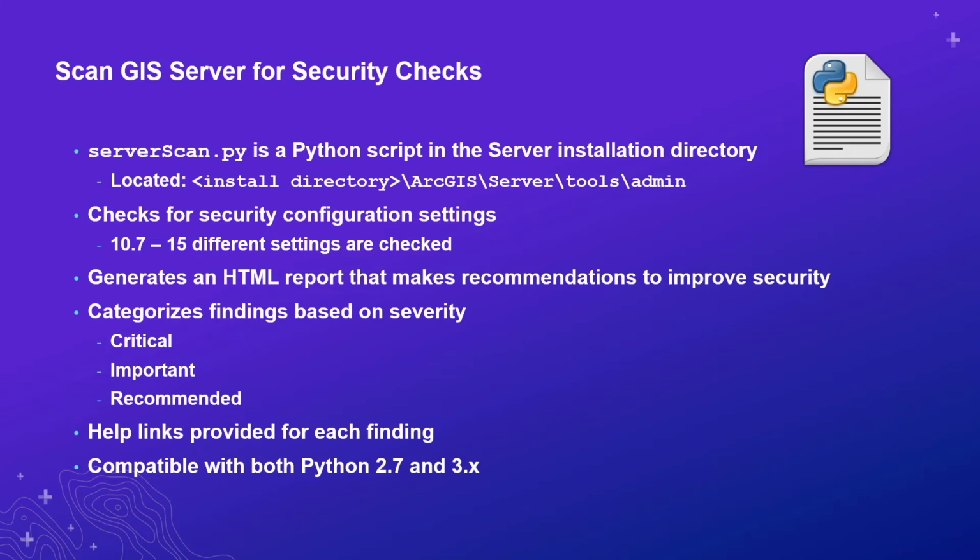Next, let's discuss portalscan.py, or excuse me, serverscan.py. Serverscan.py is a Python script in the ArcGIS Server installation directory located under /ArcGIS/server/tools/admin. Starting at ArcGIS 10.7, 15 different settings are checked. This generates an HTML report that makes recommendations to improve security, and it categorizes those findings based upon severity: critical, important, or recommended. We provide help links for each finding.